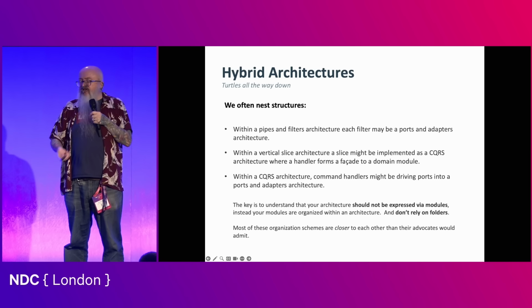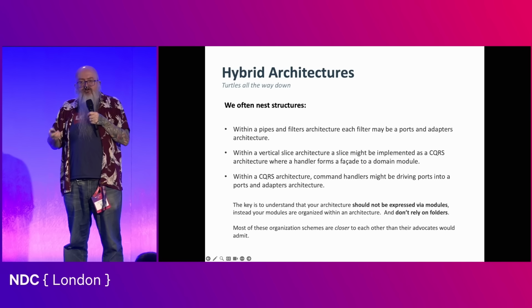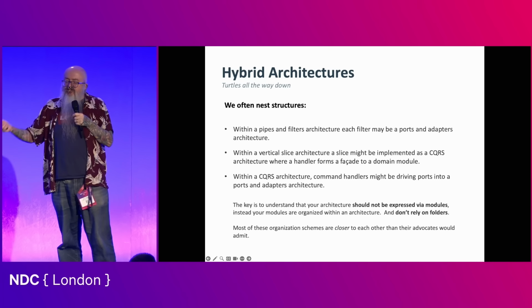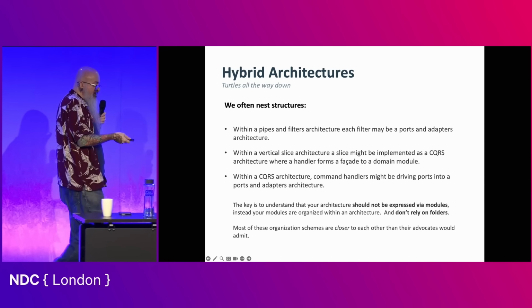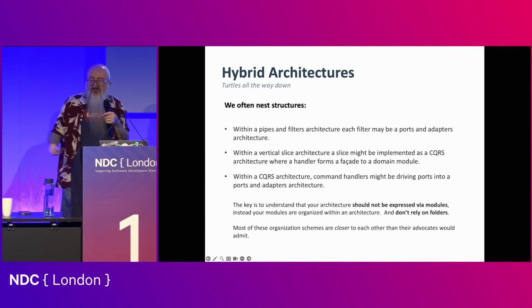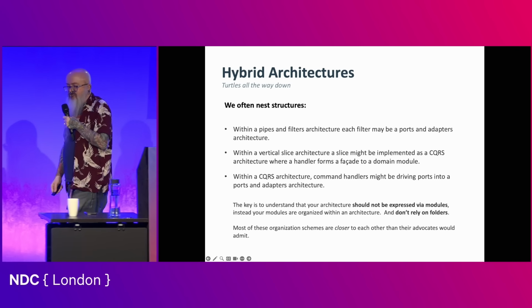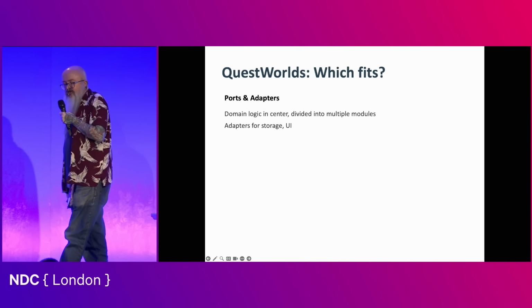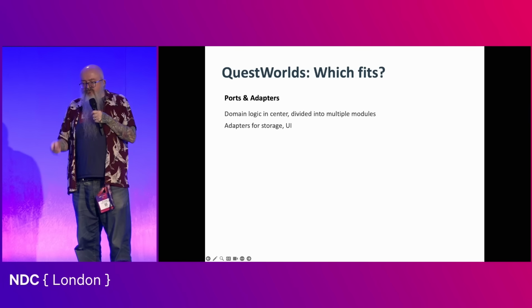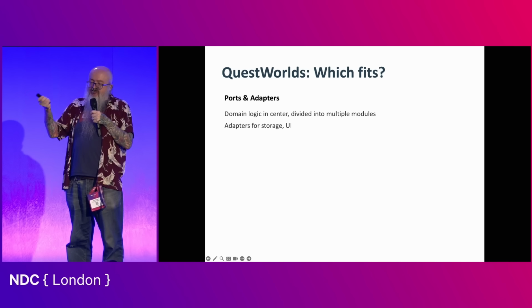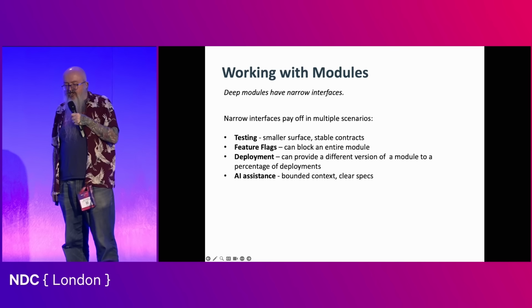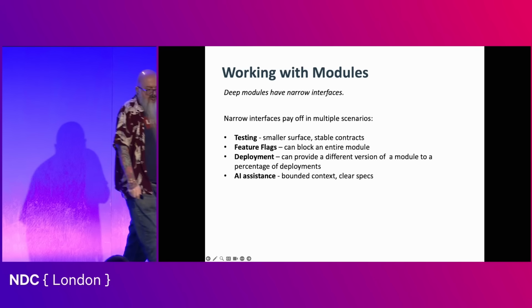So your assemblies are not your architecture. They are your modules, but the organization of your assemblies is effectively the architectural style. And don't rely on folders for your architectural style. In Questworld, basically, we just chose ports and adapters, domain logic in the center, divided into multiple modules, adapters, storage, and UI, right?